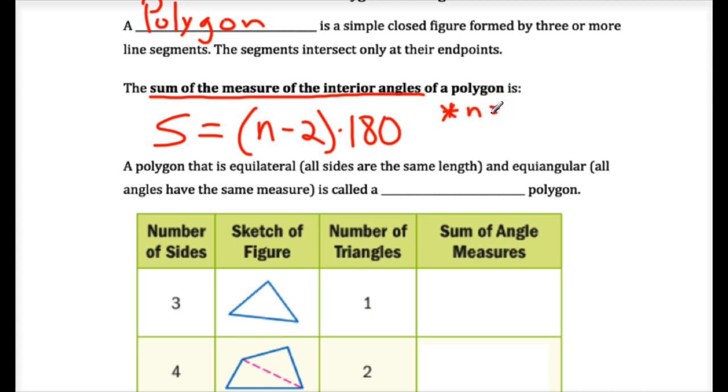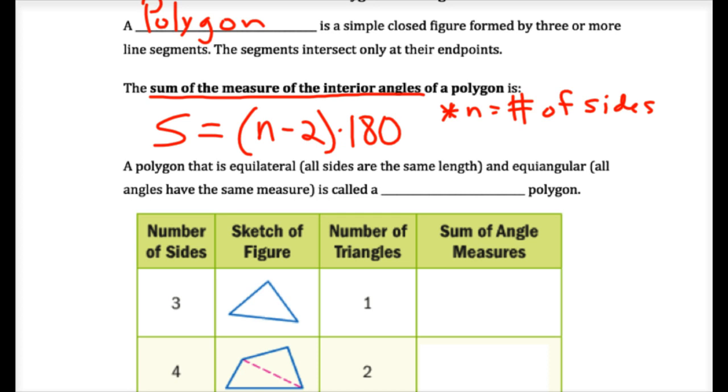What does n stand for? Exterior angles? No, good guess though. It's the number of sides. n stands for the number of sides, because as a shape gets more and more sides, the sum of the interior angles actually gets bigger. This formula will get us there.